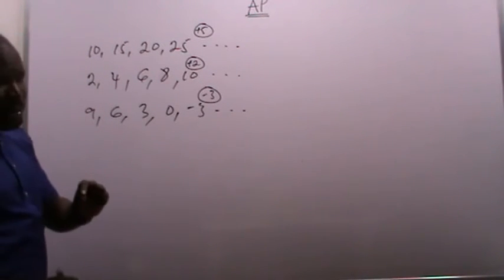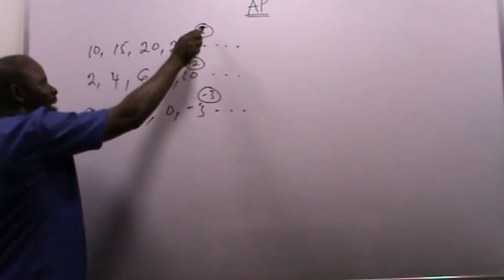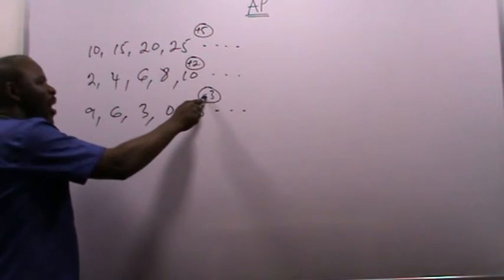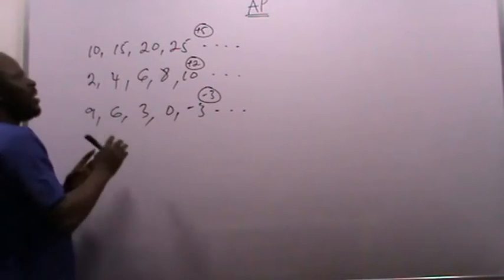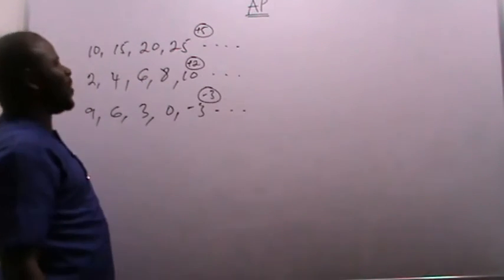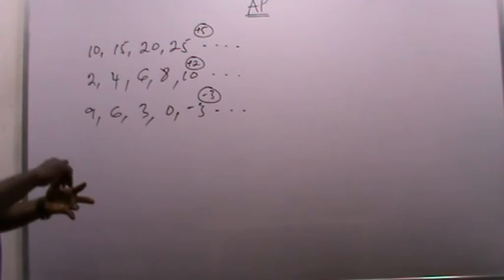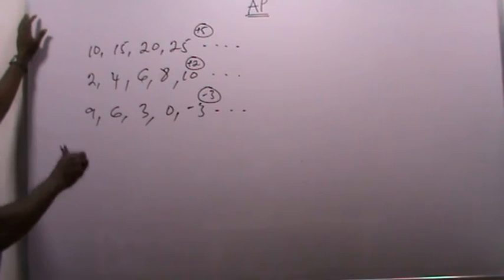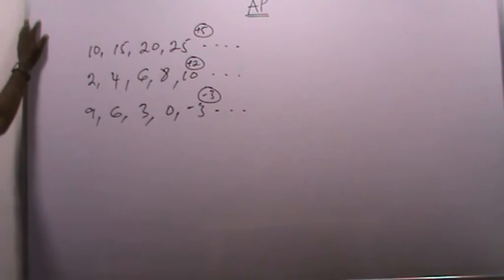Anytime you see a progression where there is addition of a common term, like in this case plus 5, or in this case plus 2, or removal of a common term, like in this case minus 3, it means the progression is an arithmetic progression. So these three examples on the board are good examples of arithmetic progression.